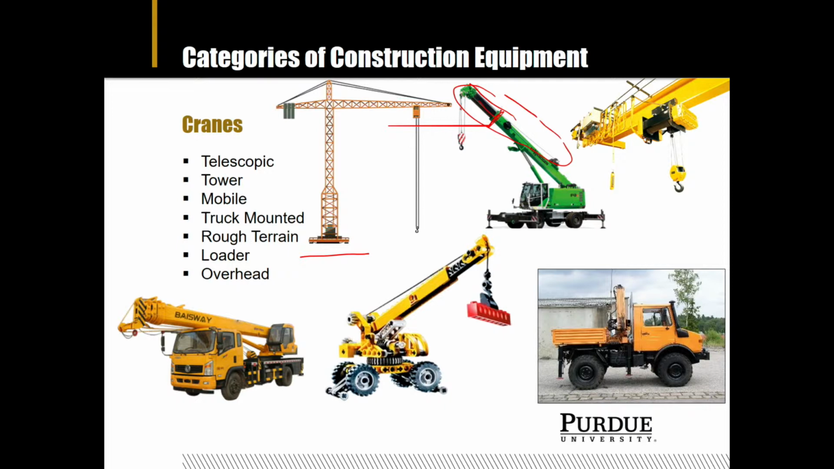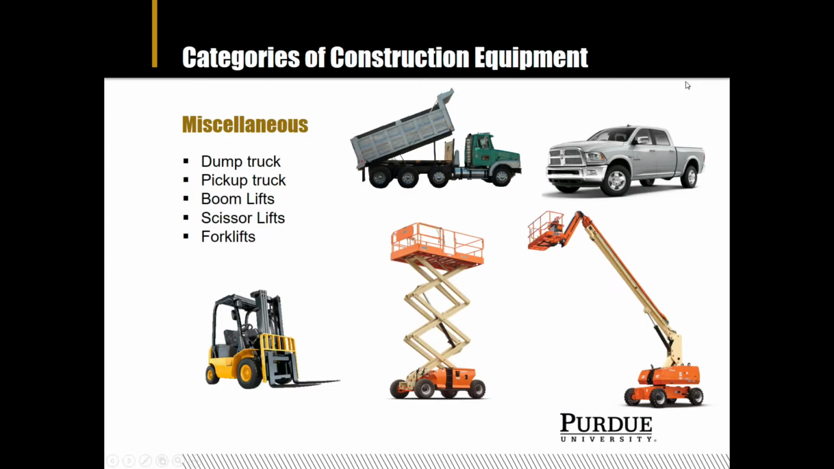You have mobile cranes, which is just on a truck. You have truck mounted, which is kind of the same as mobile. Rough terrain cranes, as you can see here, it can stabilize itself. Loaders, and then you have the overhead crane, which is mostly used in factories.